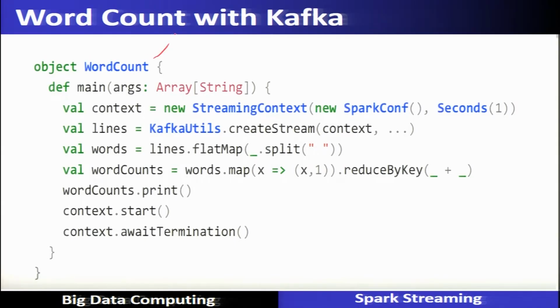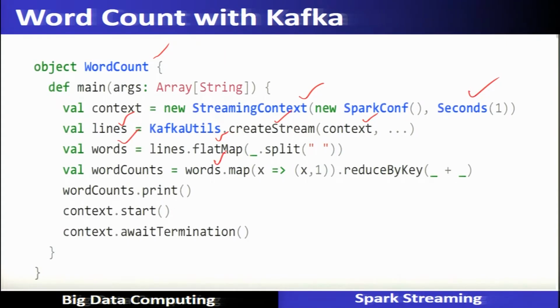So, in this word count application, we can see we have to create the Spark streaming context with a 1 second batch size. This particular context will be bound to the Kafka utilities, which will give the live stream in the form of lines, and these lines will be further processed by Spark streaming using flatMap, which will split each line into words.